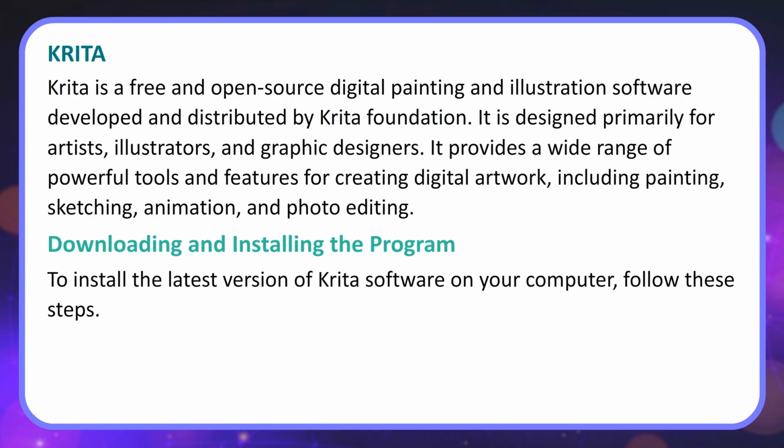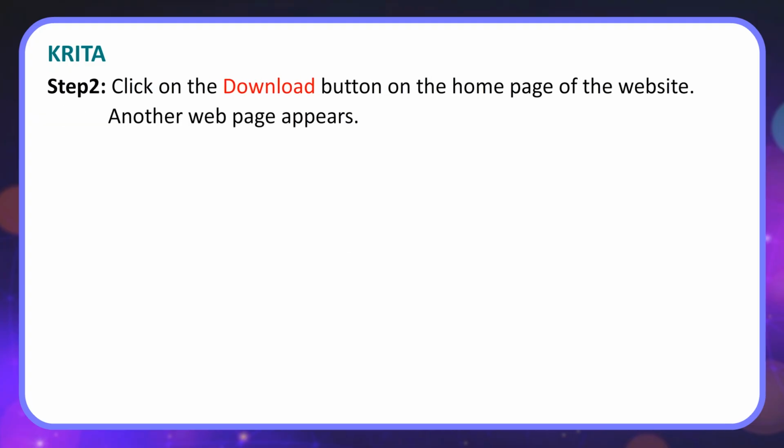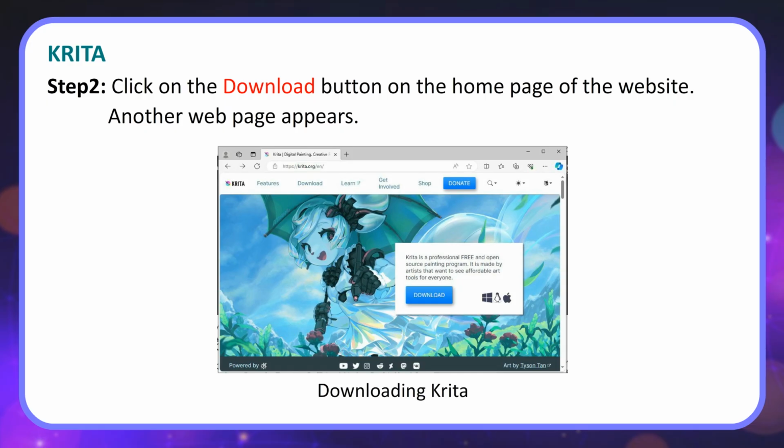Downloading and installing the program. To install the latest version of Krita software on your computer, follow these steps. Step 1. Open Microsoft Edge and enter https://krita.org/n/ in the address bar of the browser window. Step 2. Click on the download button on the home page of the website. Another web page appears. Downloading Krita. Click on the download button.